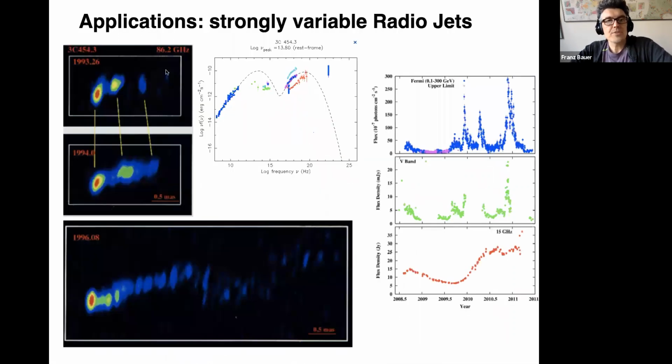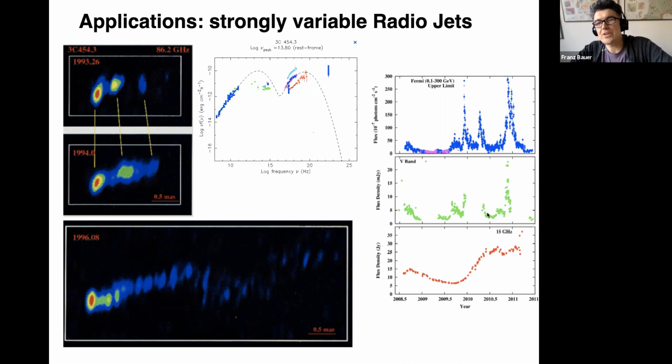Here's another example showing variable jets. So this is 3C 454.3. This is 93, 94. You can see the jet actually moving. This is in milliarcseconds. And this is 96, showing again this portion here. And so over that particular time, you can see, okay, the synchrotron didn't change too much, but you can see that the inverse Compton did. And this is the variability.